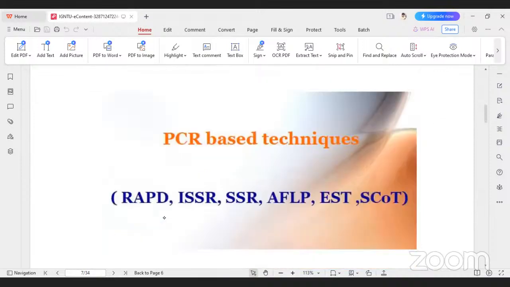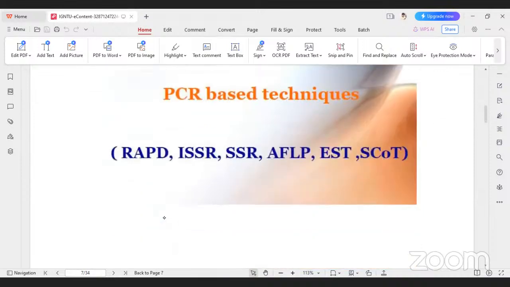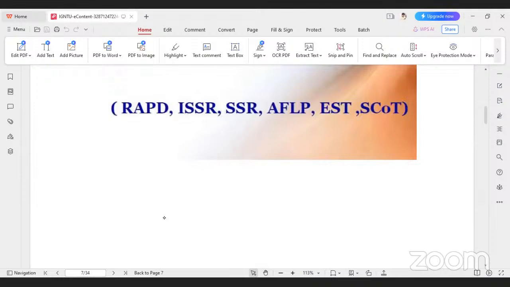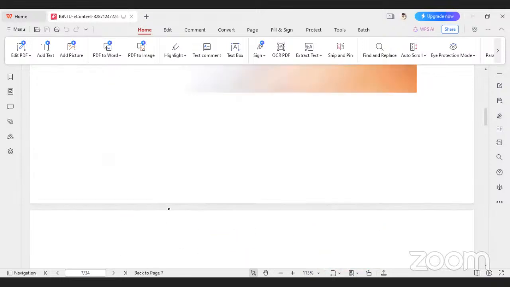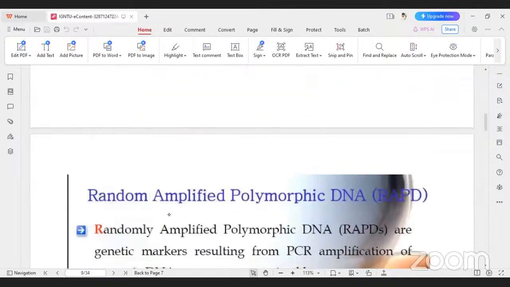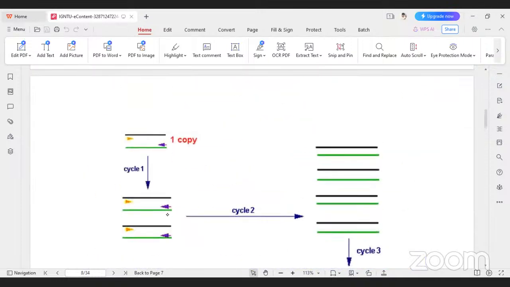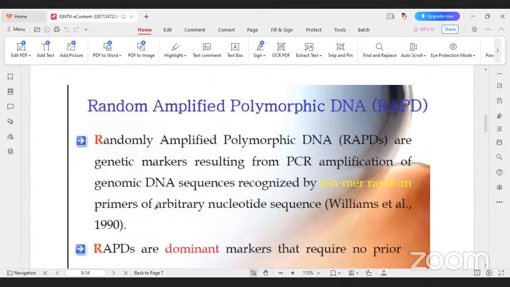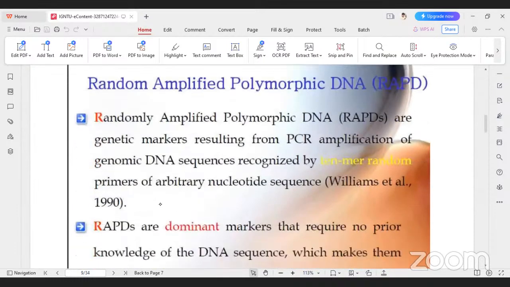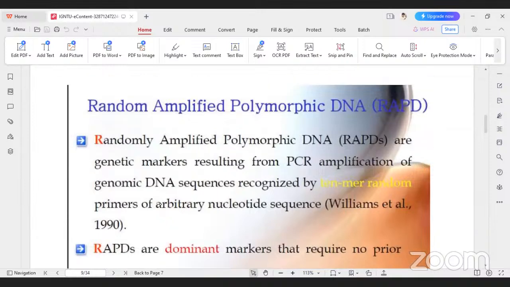So next, hybridization, non-PCR completed. Now PCR based technique. PCR based techniques: RAPD, ISSR, SSR, AFLP, EST and SCOT. RAPD, I will explain later. Randomly amplified.